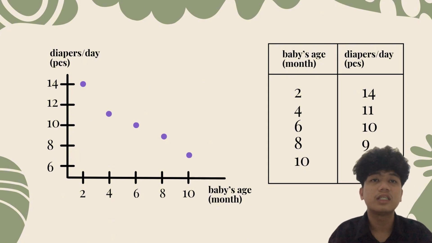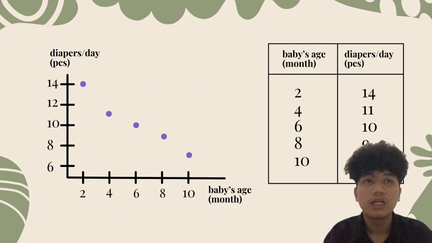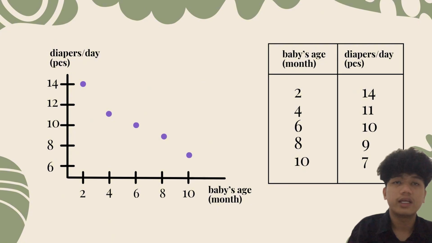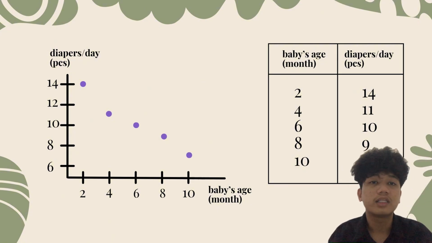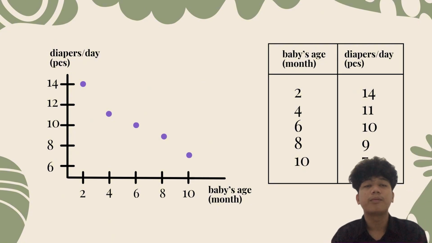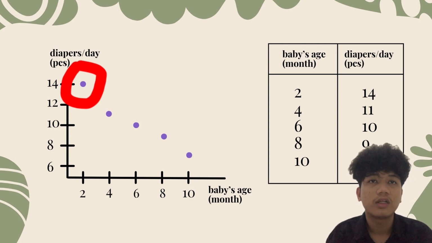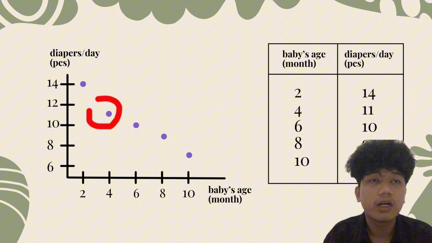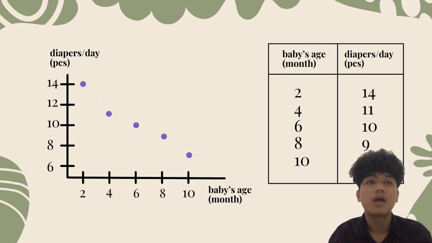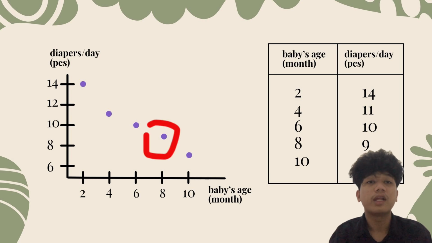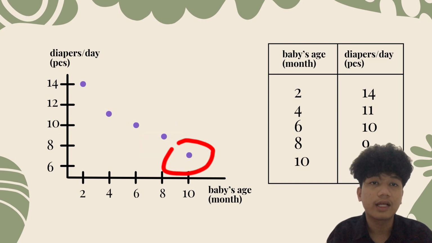Next, we present the data in a scatter diagram. The pairs of age and diaper usage are plotted as points on the Cartesian plane: point (2, 14), point (4, 11), point (6, 10), point (8, 9), and point (10, 7).